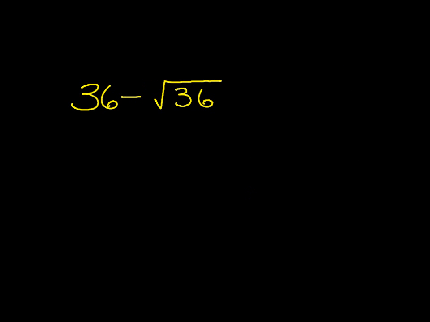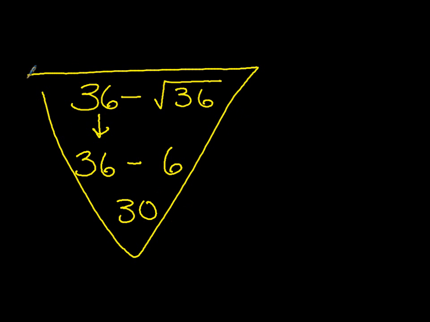Okay, here's one that's a little bit different. We have to do some work prior to solving. We have 36 minus the square root of 36. So the square root of 36, again, what number times itself will give us 36? And that's 6. And our final answer is 30. This is kind of following the order of operations.